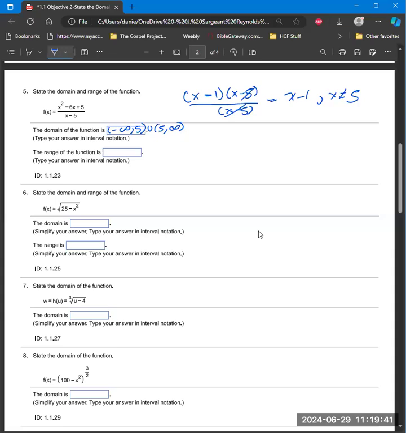And the range is going to look just like this line. So the only y value that's not going to be included is y not equal to 5 minus 1, which is 4. So we're going to have negative infinity to 4, union 4 to infinity.